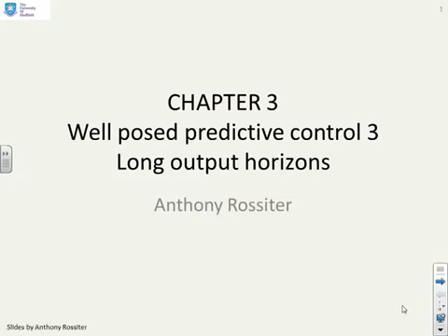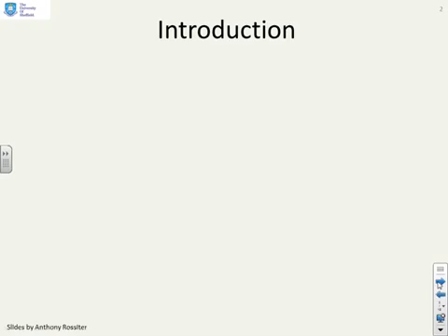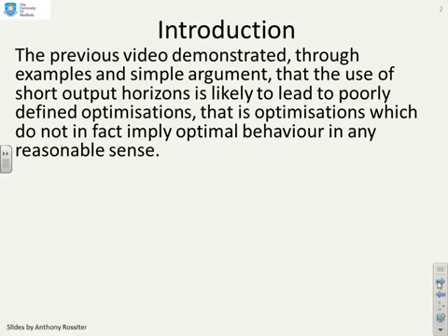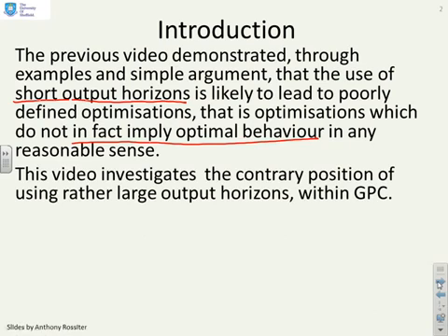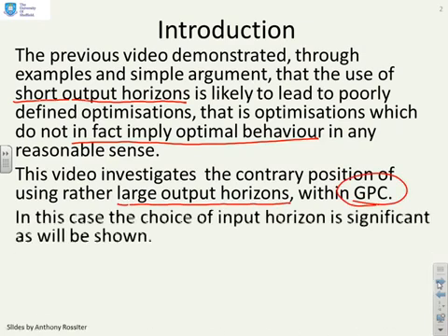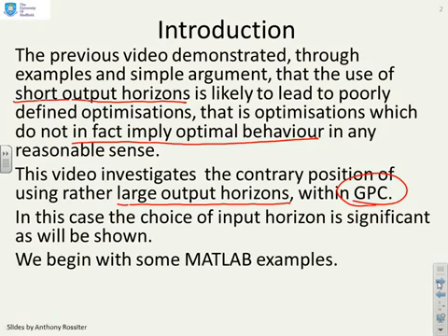This video looks at how well posed predictive control is when you use long output horizons. The previous video demonstrated through examples in single argument that the use of short output horizons is likely to lead to poorly defined optimizations, that is, optimizations which do not in fact imply optimal behavior in any reasonable sense. This video investigates the contrary position of using large output horizons, and in particular we're focusing on GPC type algorithms. In this case, the choice of the input horizon is more significant, as will be shown.